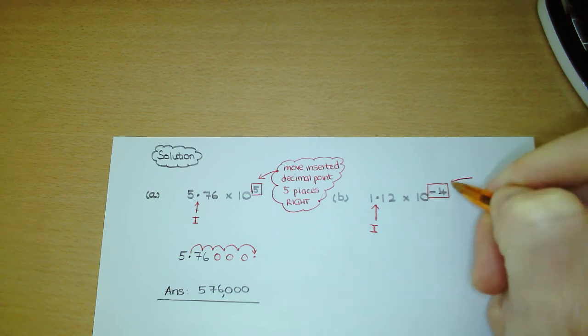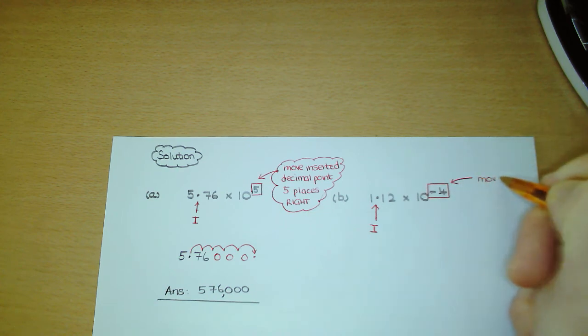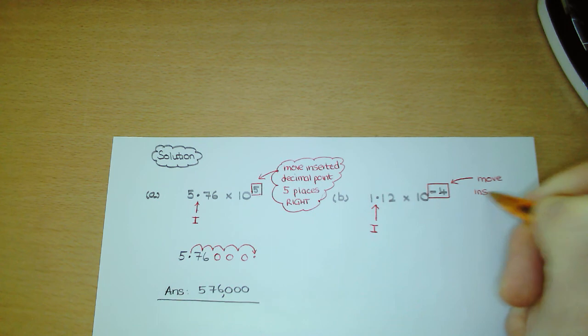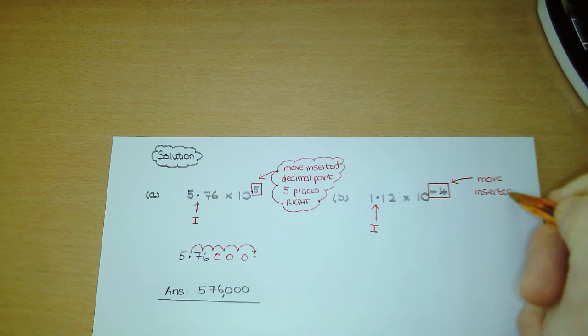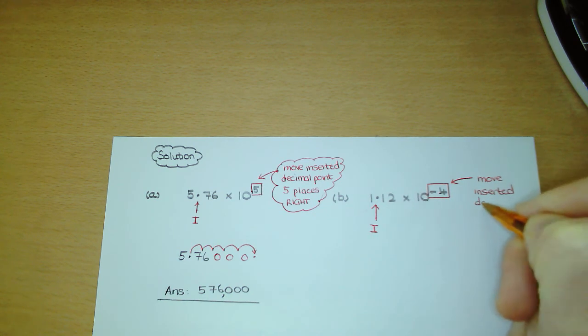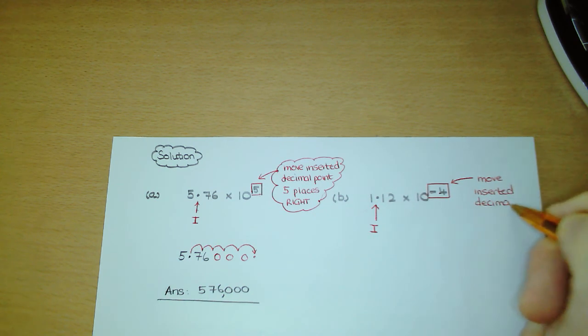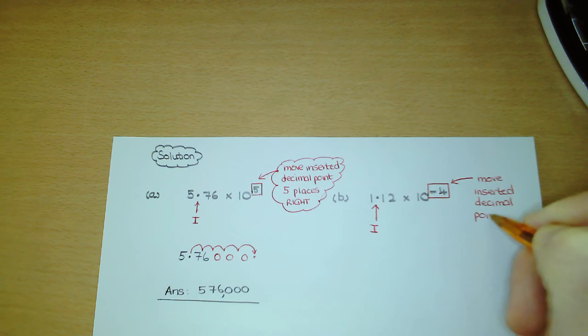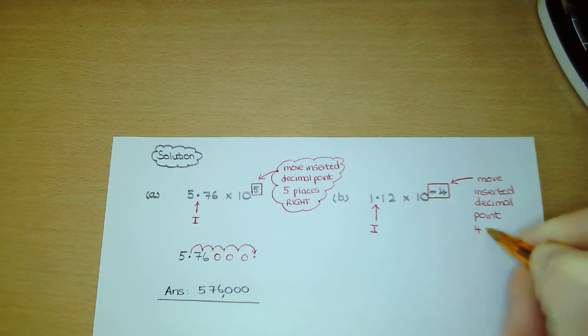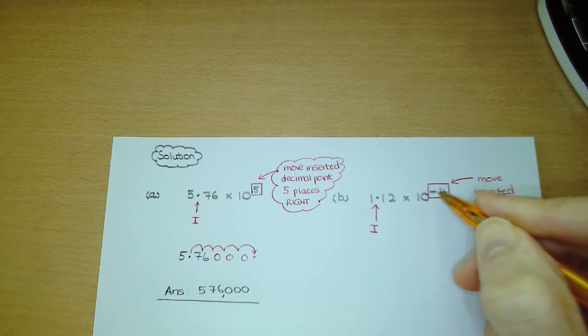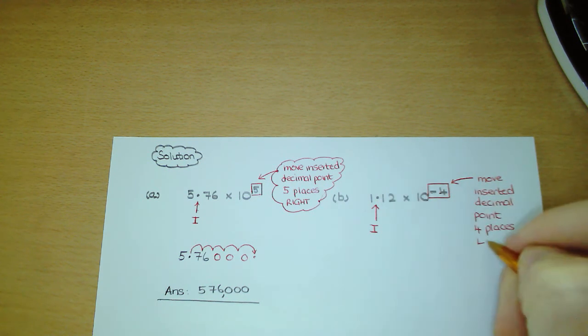So we have to move the inserted decimal point 4 places left because the power of 10 is negative. That's indicating we're moving to the left. So again, start by writing down the number between 1 and 10.